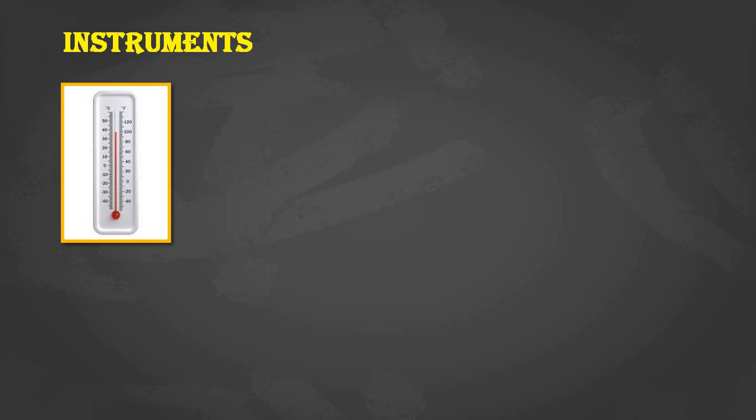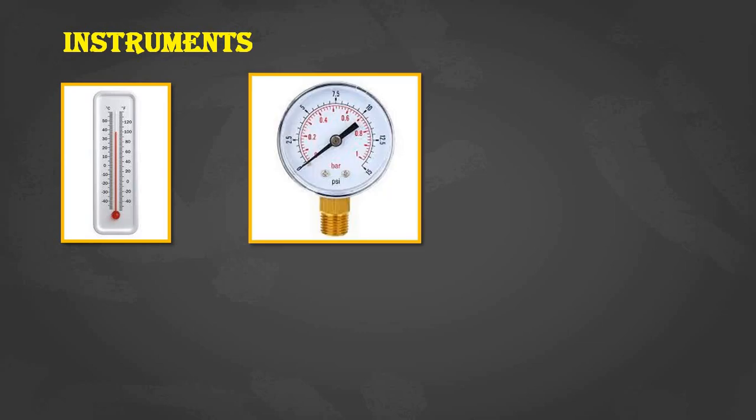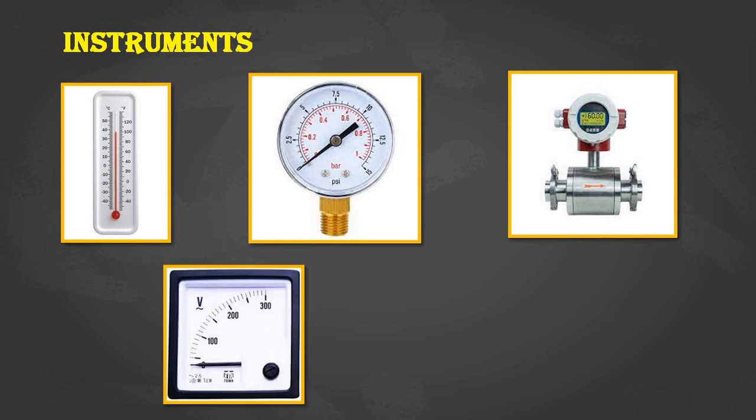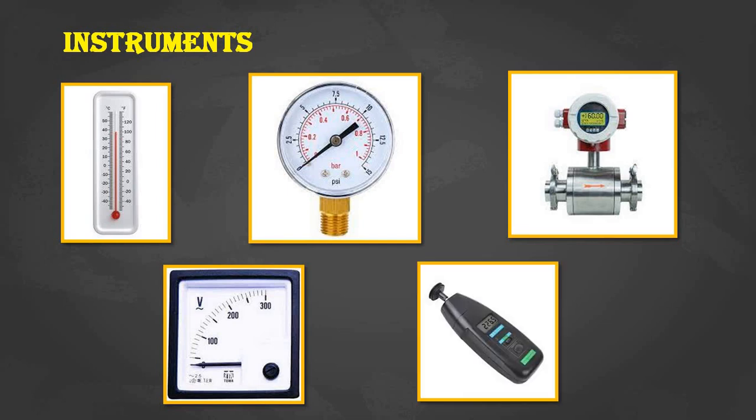Before discussing a transducer, let's see about an instrument. Here are some of the instruments used to measure physical variables. This one is a thermometer, which measures variations in temperature, and this one is a pressure gauge, which measures variations in pressure. This is a flow meter, which measures the flow rate of a liquid or water in a pipeline, this is a voltmeter, which measures voltage, and this one is a tachometer, which measures the speed of a rotating machine.